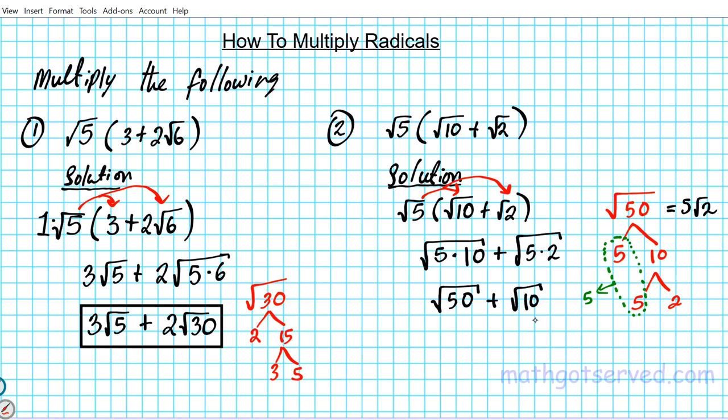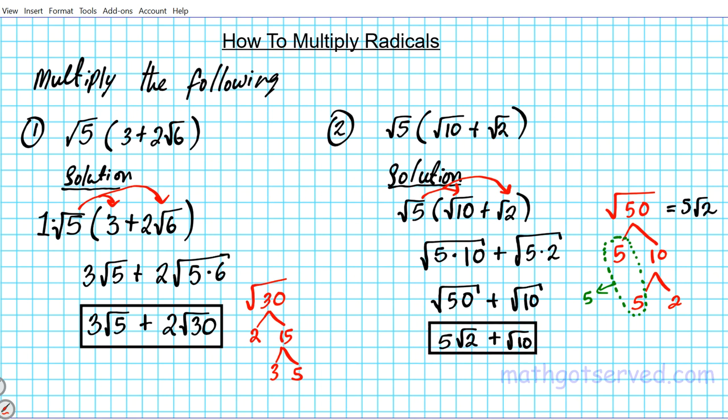How about root 10? If we break down root 10, it's just going to be 5 times 2 as we have here, and no factor repeats, hence it cannot be reduced. So we just replace root 50 by its simplified form, 5 root 2 plus root 10, and there you have it.